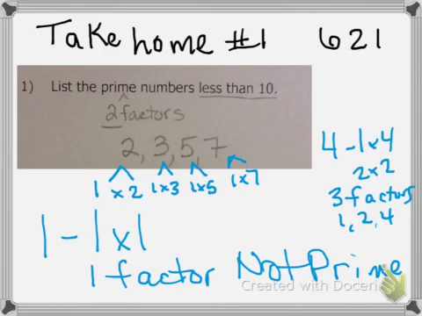8 is an even number. 1, 2, 4, and 8 are factors of 8. And 9 has 3 factors just like 4. It's 1, 3, and 9. So our prime numbers that are less than 10 are 2, 3, 5, and 7.